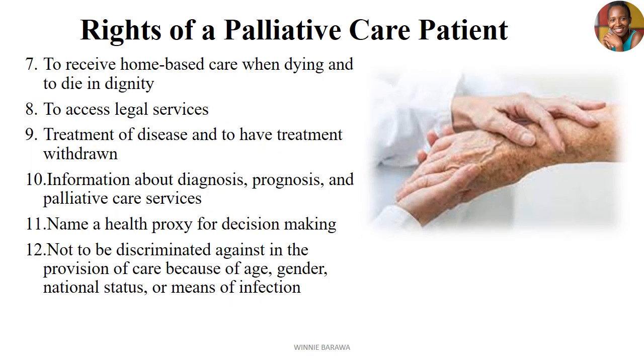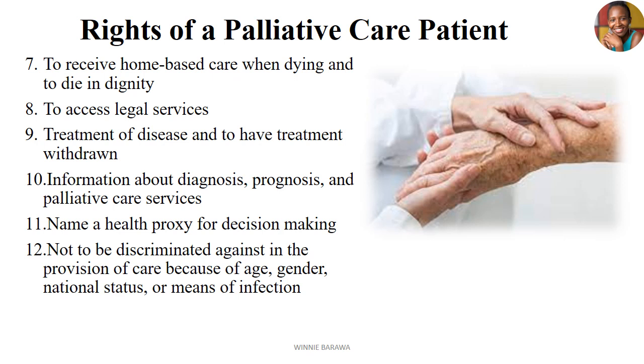The other rights that we talk about is the patient has a right to receive home-based care when dying or to die in dignity. This patient has a right to access legal services in a case where the patient needs a legal officer to advise on certain rights and responsibilities, then that's their right to access that. The patient has a right to treatment of disease and to have treatment withdrawn. That is their right. There is a right to information about diagnosis, prognosis, and palliative care services. And this palliative care patient has a right to name a health proxy for decision making.